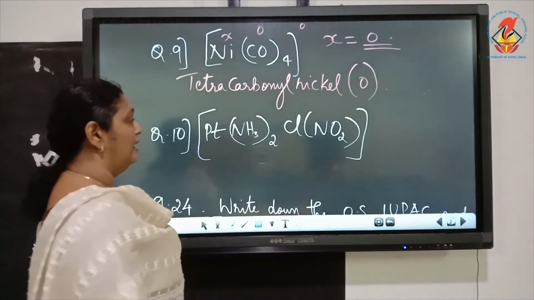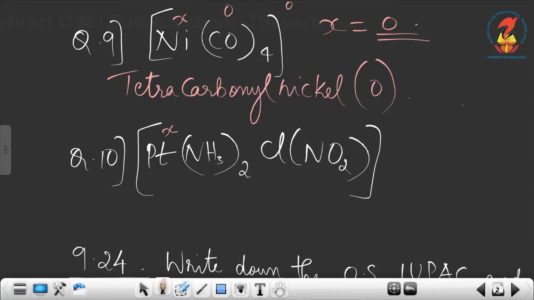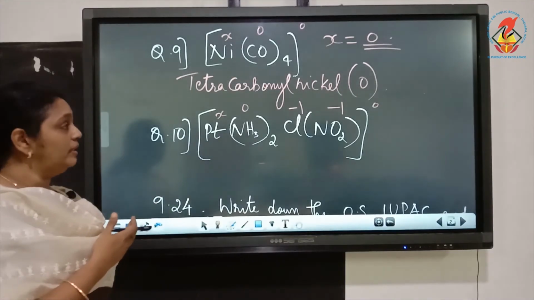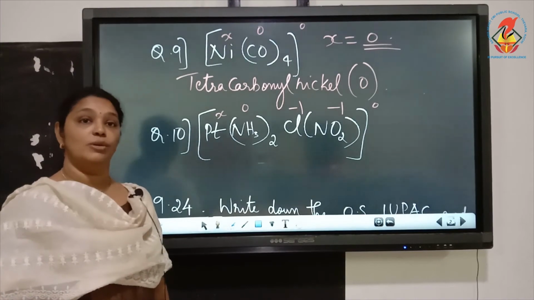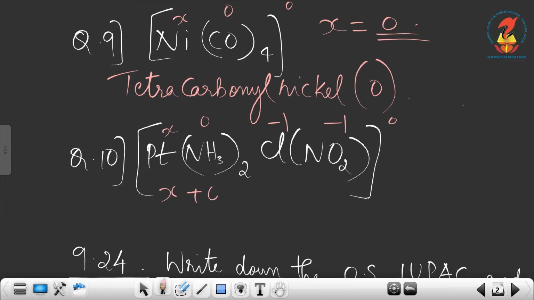[Pt(NH3)2Cl(NO2)]. Now here we have platinum, we don't know the oxidation number, ammonia 0, chloride ion -1, nitrite ion charge -1, whereas no counter ion is given, which means this is a neutral molecule or neutral compound, and the complex ion charge is also equal to 0. Let's calculate the oxidation number of platinum. X plus 0 minus 1 minus 1 is equal to 0, so X will be equal to plus 2.